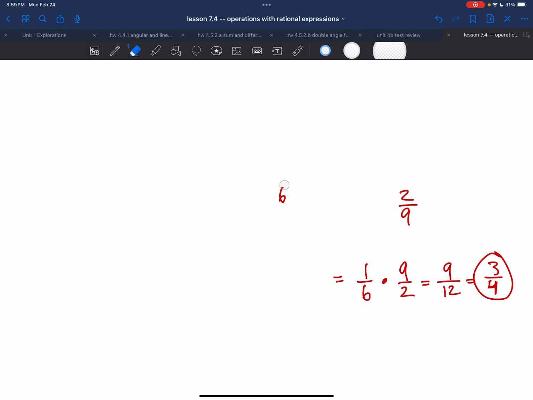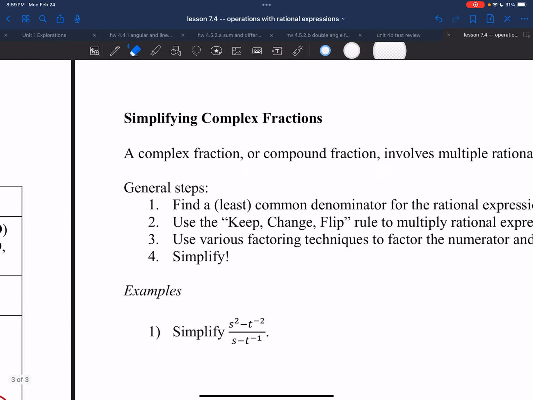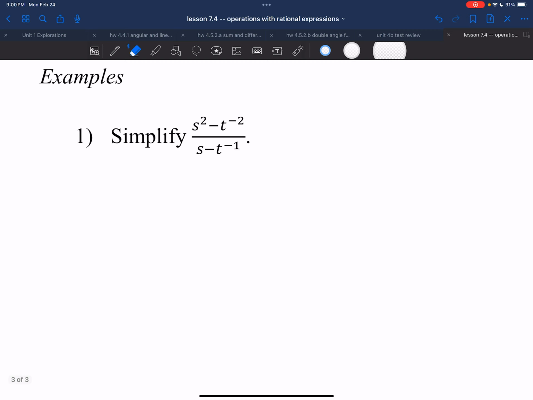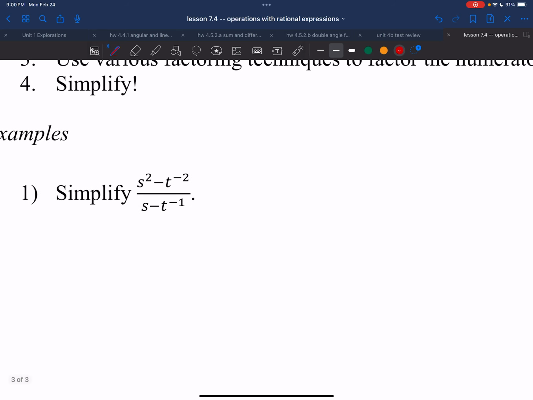So let's see an example with some variables. All right, so number 1, simplifying this expression. Now, notice that there are negative exponents written. As a reminder, what is a negative exponent? Well, x to the negative 1 is 1 over x. X to the negative 2 is 1 over x squared.